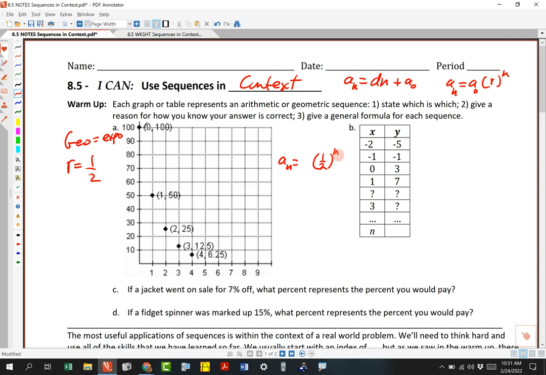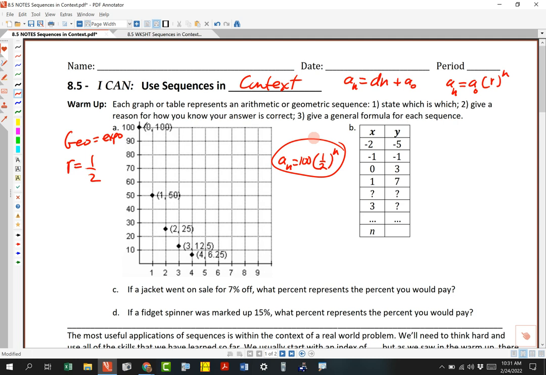Got a couple hands up. Megan, what is it? 100. It's this one right here. Can you tell us how you knew that? Zero on the x-axis. Very good. That's a naught. It's 0 on the x. So this is going to be a 100. So we're going to put a 100 here and circle it. We're done with that. That's what we did the last couple of days.